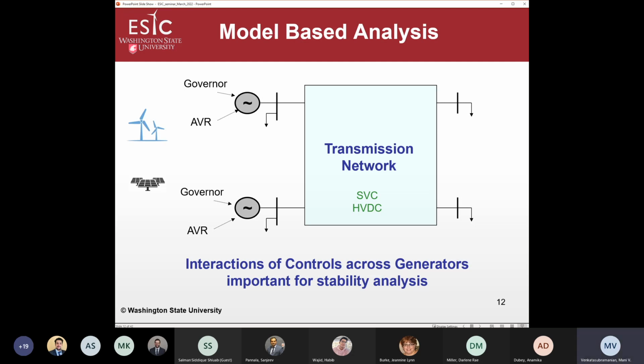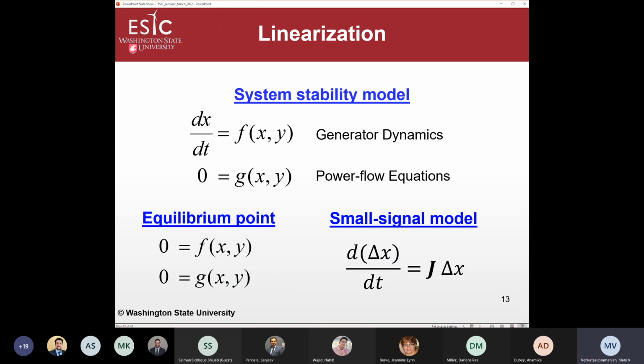But the main concept is we can describe the dynamics by using some mathematical equations. And so we call this the system stability model. In power systems, being a network system, they fundamentally consist of two parts. One is the power flow equations, which describe the transmission network. And we have the individual dynamics of the components, such as generators and controls. Good news is for small signal stability analysis, for oscillation analysis, we can linearize the nonlinear model into a simplified linear system description. So we can calculate the equilibrium point, which is basically the power flow solution. And then using that, we can linearize and find the Jacobians and come up with the system matrix.